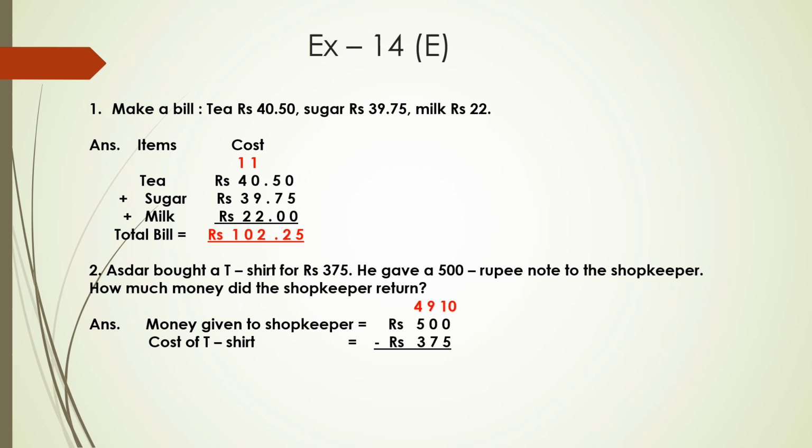So you will borrow 1 from the 5. So it will go first to the tens. Then the tens will give 1 to the ones. So it will become 10. Now 10 minus 5 is 5 and 9 minus 7 is 2. And because 5 has given 1 to the tens column, 1 will be reduced from the 5, that will become 4, and 4 minus 3 is 1. So the shopkeeper returned 125 rupees to Asdar.